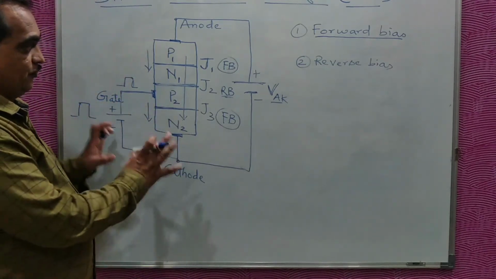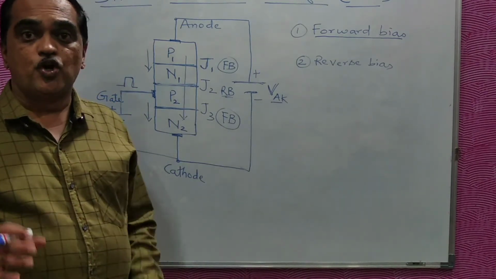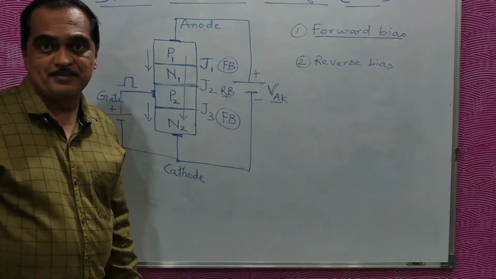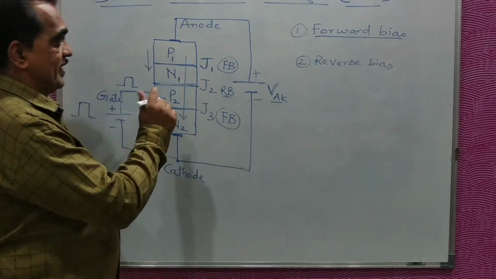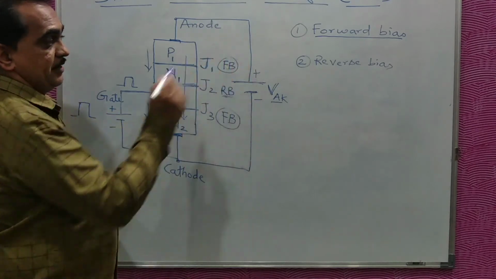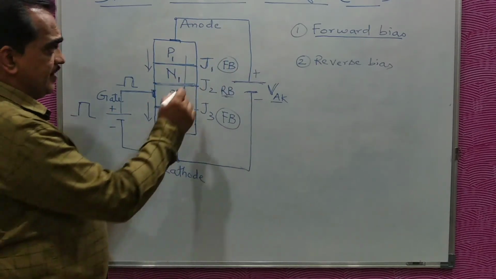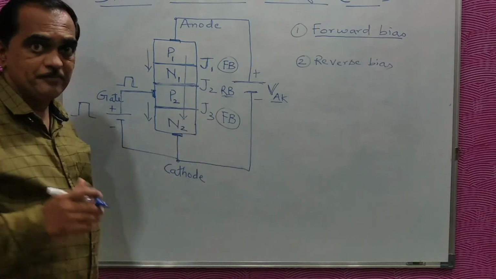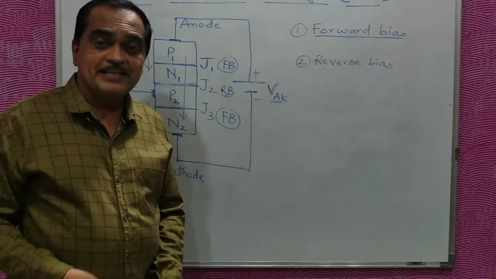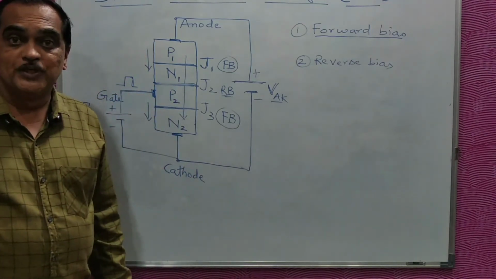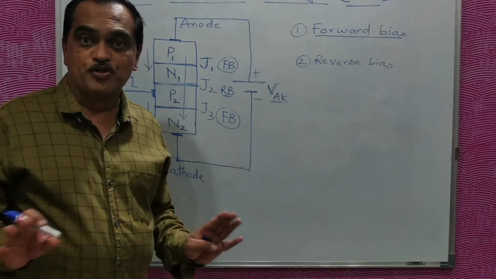Now this is what happens in forward bias, and this is what is used in almost all the applications of SCR. So it is used in forward bias. When it is in reverse bias, the anode is made negative and cathode is made positive. And in that case, junctions J1 and J3 will be reverse biased and J2 will be forward biased. In that case, there will be no current flowing through the SCR. It will be in a blocking state, the reverse blocking state.